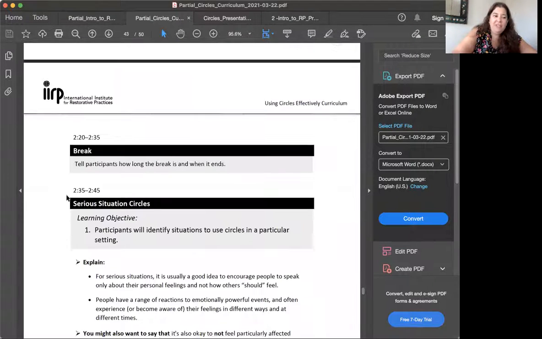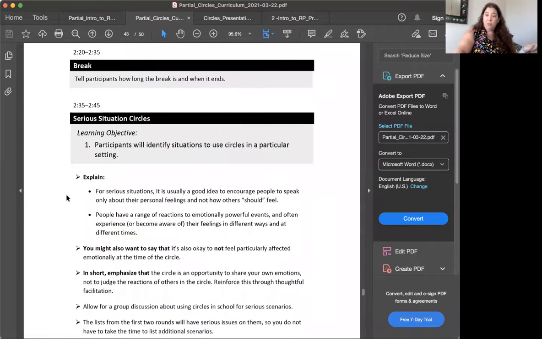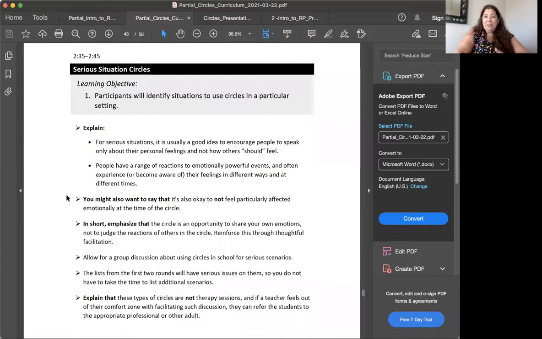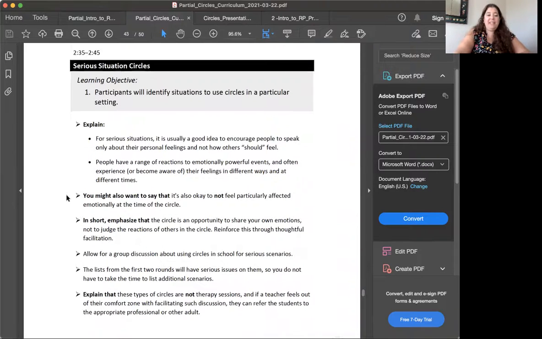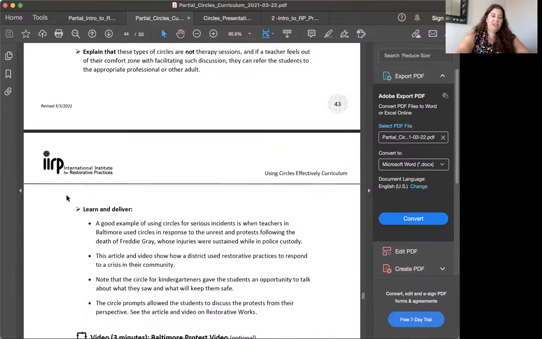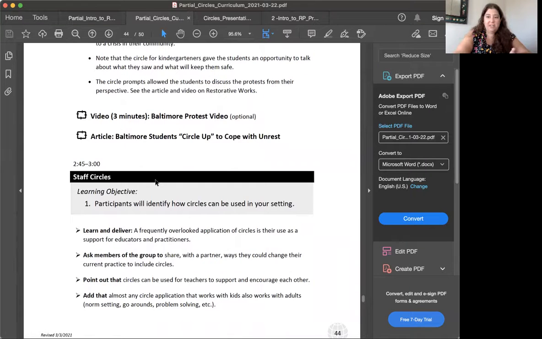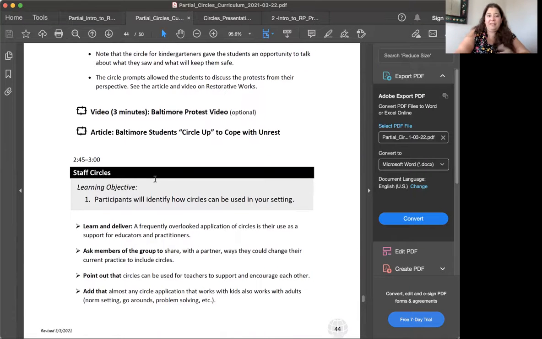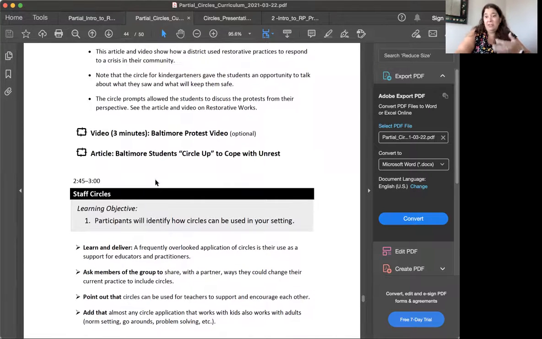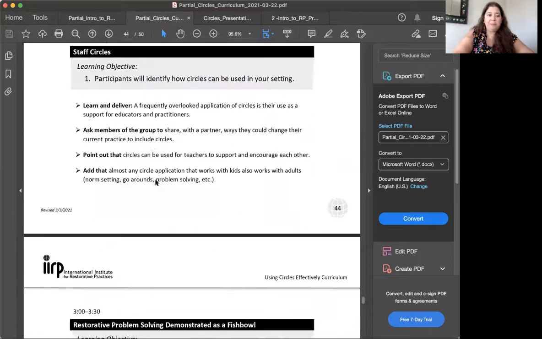And then you're moving into using circles for more serious situations. This has probably already come up throughout the day. So this is just an opportunity to talk a little bit about that. There is, again, a short video and an article that you'll have access to after the training that will give us an opportunity to talk a little bit about this topic. I'll often say that circles aren't necessarily therapy, especially in our school settings, but they can be therapeutic, right? And they can be used to process difficult situations.